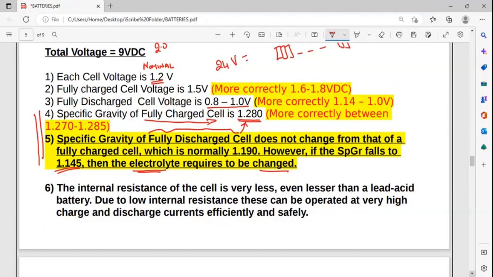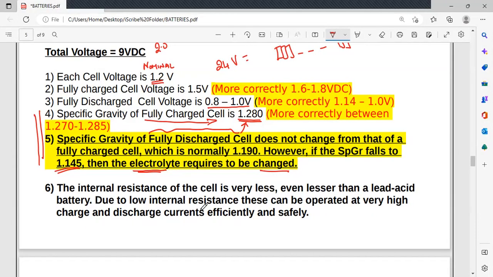And if the resistance is more, then you will have a voltage drop across that, meaning current is going to be flowing through that resistance. That resistance is going to get heated up, and the heat is a loss of energy. Your battery gets discharged through that resistance. So if this resistance is less, your battery is going to last even longer. So the internal resistance of the cell is very low, even lower than that of your lead acid battery.